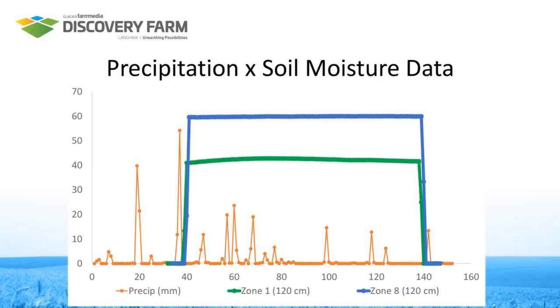Now let's look at those same probes, but look at a deeper measurement. So now looking at the 120 centimeter depth, in this case, we see that the moisture is held constant throughout the entire growing season. There is, of course, still a difference where the zone 8 soils, that blue line, is wetter than those zone 1 soils, but that measurement is held constant throughout the entire growing season.